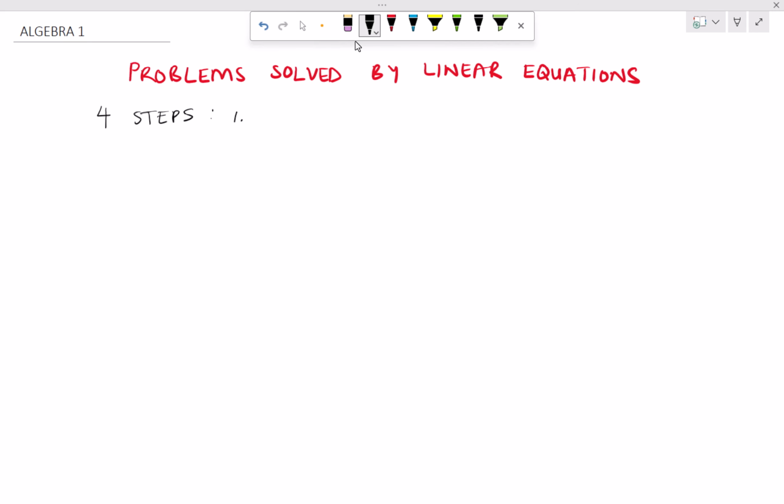So step number 1 is that you have to let the unknown quantity be x. You let the unknown quantity be x, or you can use any other letter that you want. You may want to use A or B or whatever it is, and you state the units where appropriate.